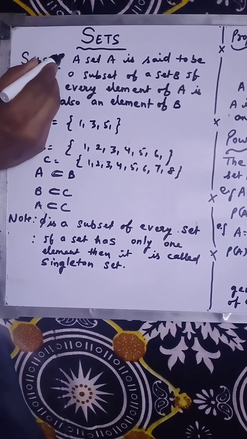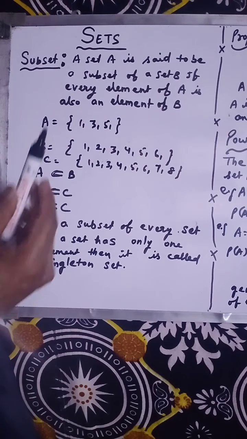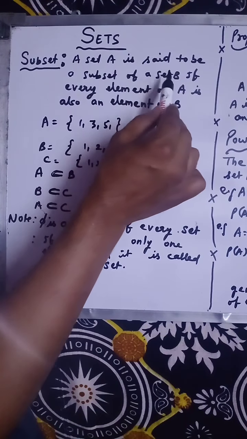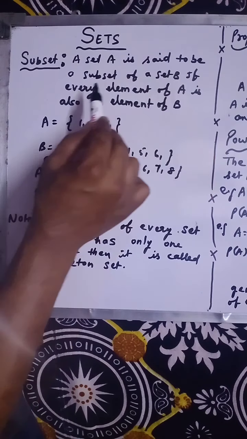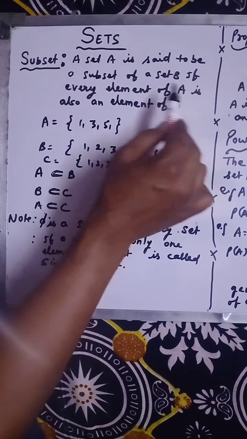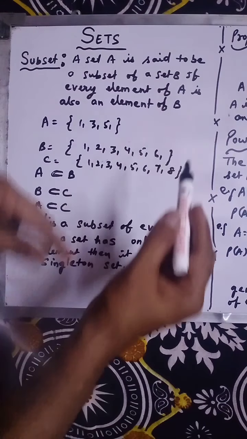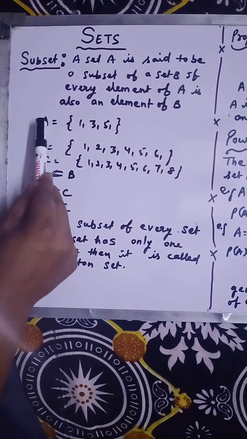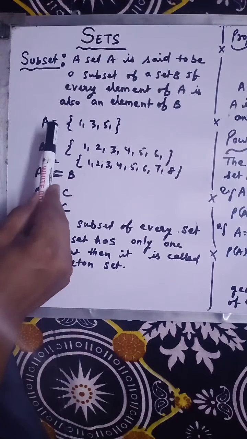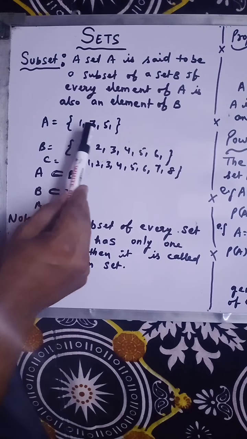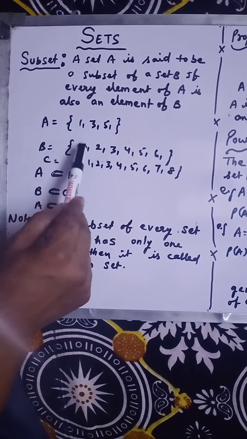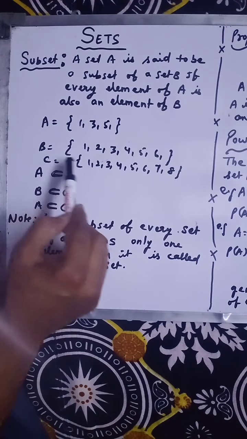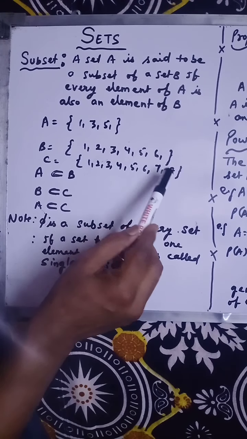First, subset. A set A is said to be a subset of a set B if every element of A is also an element of B. Means what? Suppose we have two sets A and B. The elements of A are 1, 3, 5 and the elements of set B are 1, 2, 3, 4, 5, 6. And there is another set C: 1, 2, 3, 4, 5, 6, 7, 8.